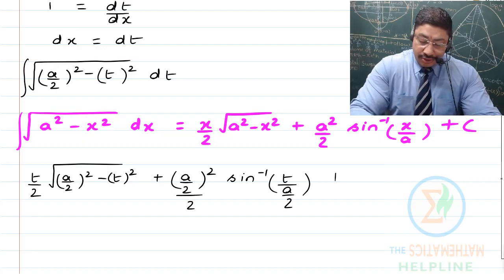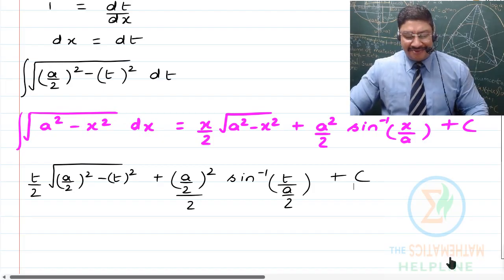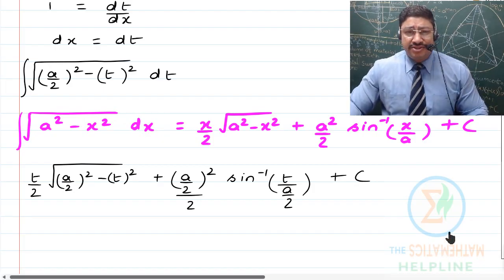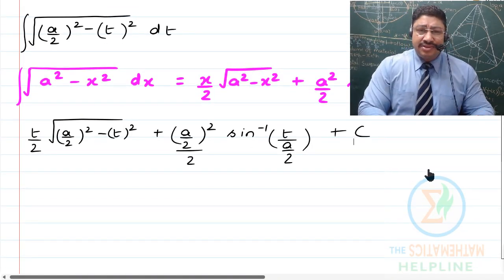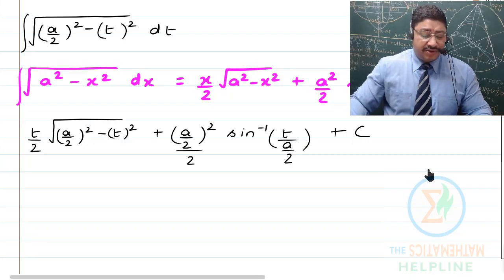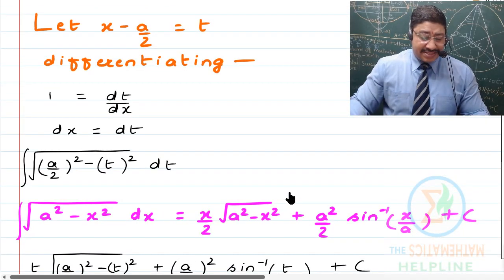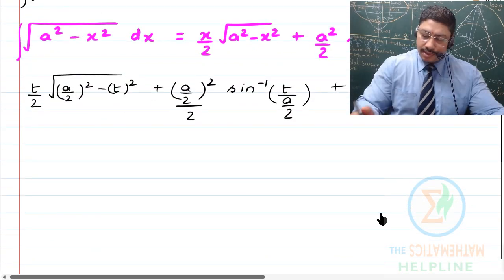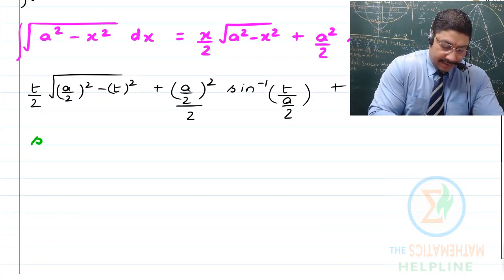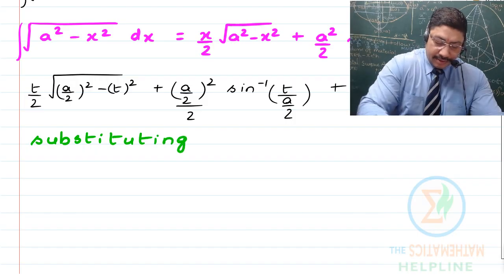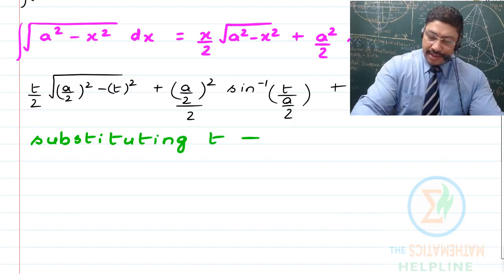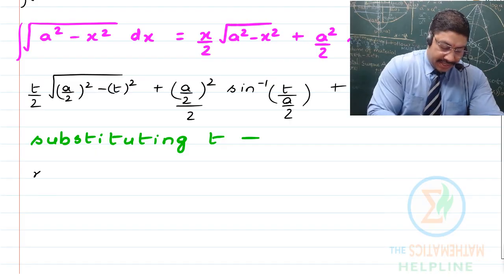And now to this we will be adding the constant c, for the constants which have passed away in the battle of differentiation. Okay, now children, next what we do is we substitute the value of t. Remember what the value of t was. It was x minus a upon 2, right? So substituting t, we have the value ready, so that becomes x minus a upon 2.